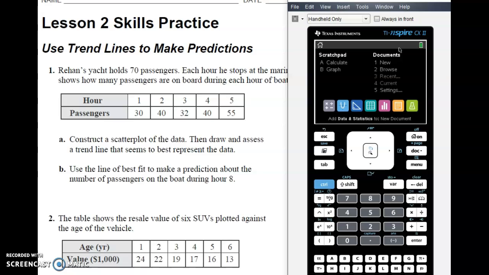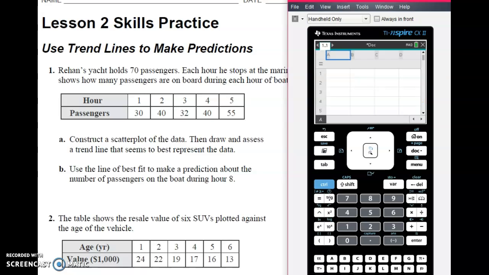Alright, so on this calculator, you're going to fill in a spreadsheet. Our first column is going to be hours. And we're going to click it down 2 times. And we have our first hour, second, third, fourth, fifth. The second column is going to be passengers. And make sure that the number of passengers goes with the correct hour.